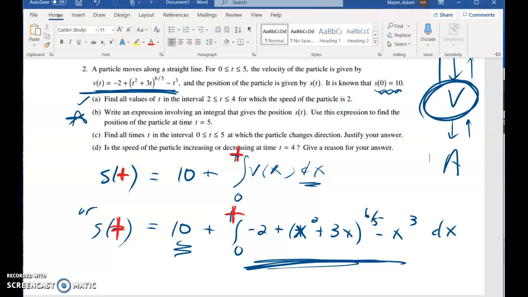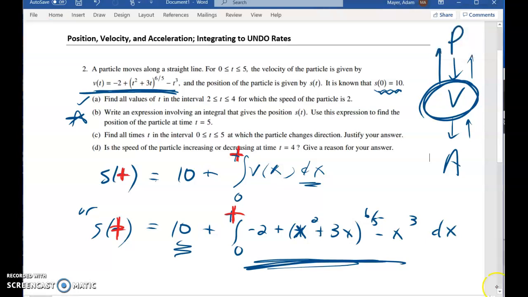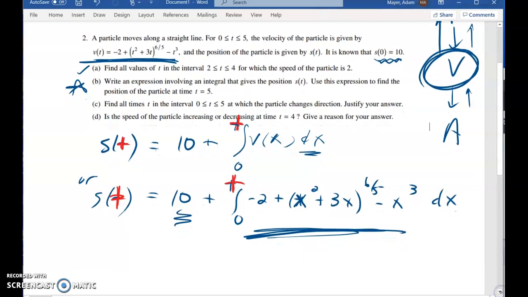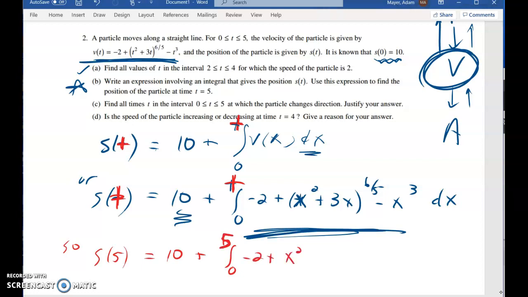So now it says, use that to find the position of the particle at 5 seconds. So we did the hard part. We did the heavy lifting. So now I just have to substitute in a 5 for t. That means the position at 5 seconds is where it starts, plus the distance it moves over the first 5 seconds, plus x squared, and I'm not plugging in a 5 for x yet in the integrand.